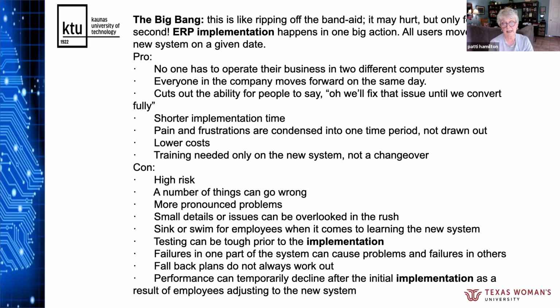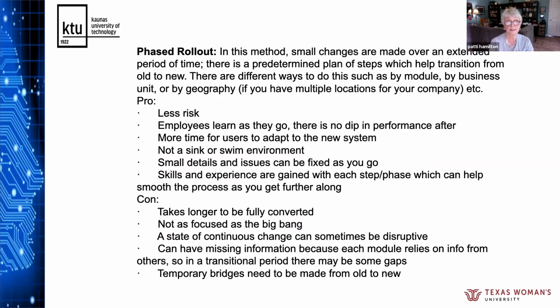When you roll something out all at once and it fails in some way, you're going to have a lot of problems with people trusting that the new way, after that failed process is fixed, is going to be something they want to get involved in and put their time and energy into learning. So there are some definite drawbacks to the Big Bang, but there are also some definite drawbacks to the phased rollout. So take a minute to look at those.